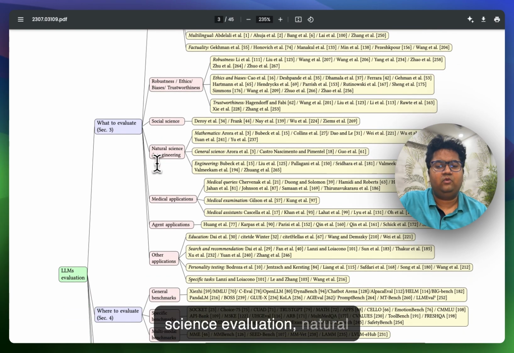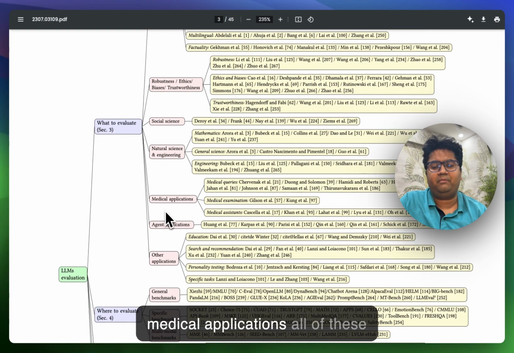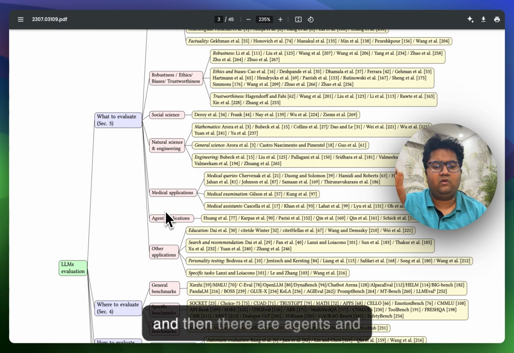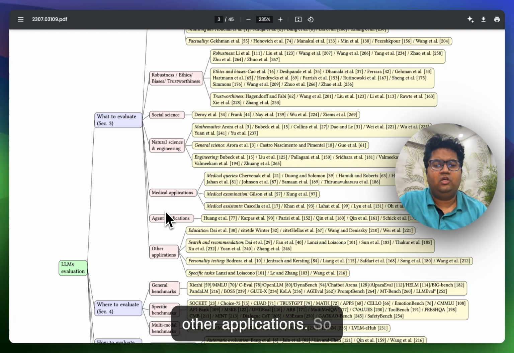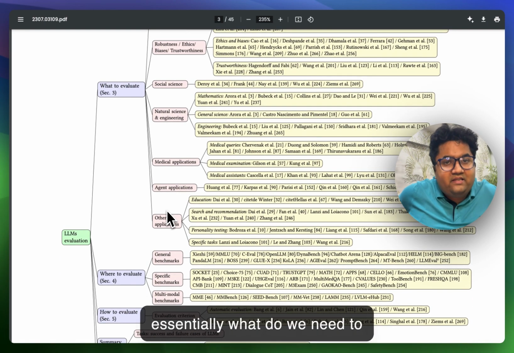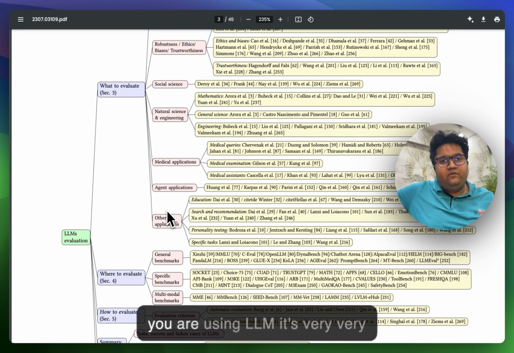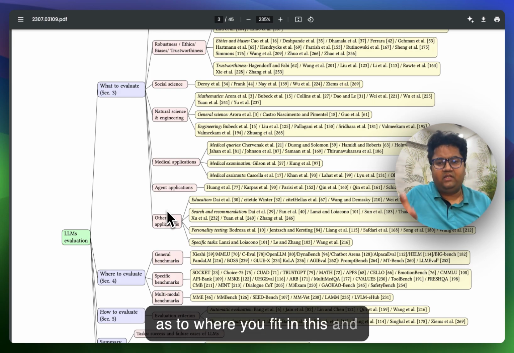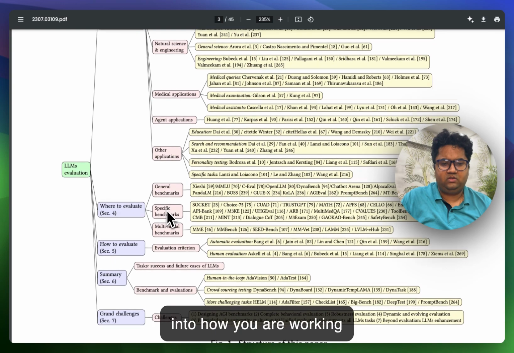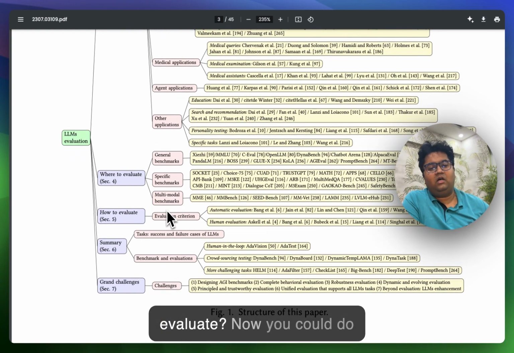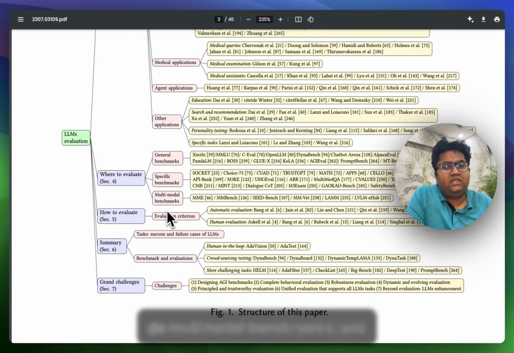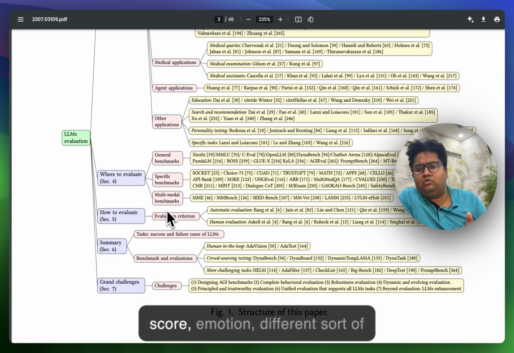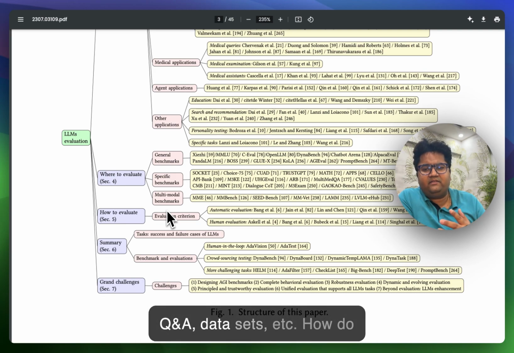The social science evaluation, natural science and engineering, medical applications, all of these are specialized domain specific test cases in the what, and then there are agents and other applications. So essentially, what we need to evaluate is a fairly long list. And if you are using an LLM, it's very, very important that you find where you fit in this, and you take a deep dive into how you're working towards it. Where do you evaluate? Now, you could do general benchmarks, multimodal benchmarks, or specific benchmarks. There are metrics like BLEU score, emotion, different sorts of Q&A datasets, etc.